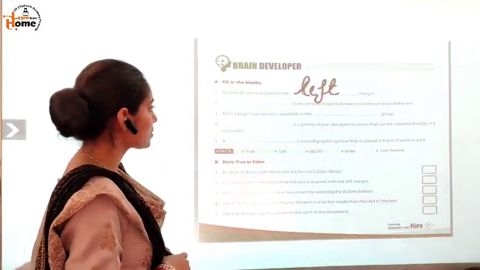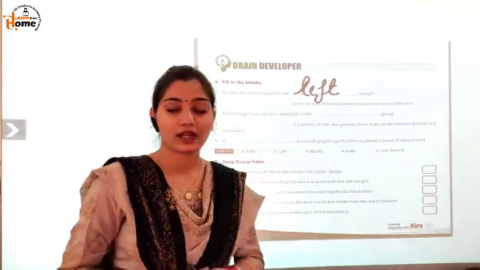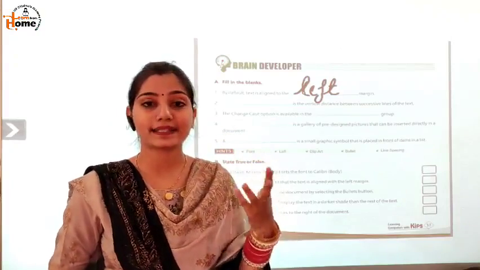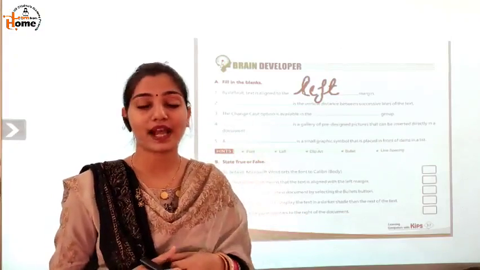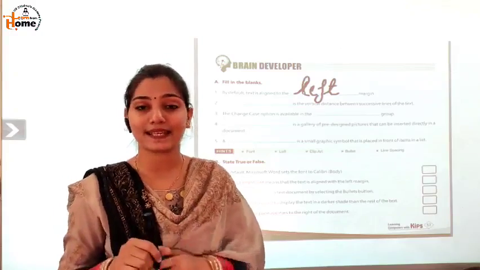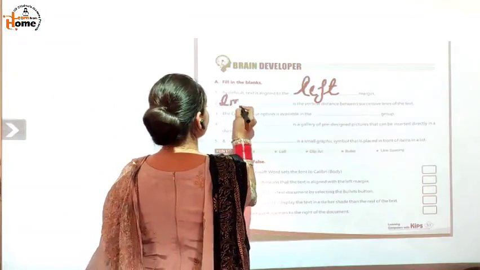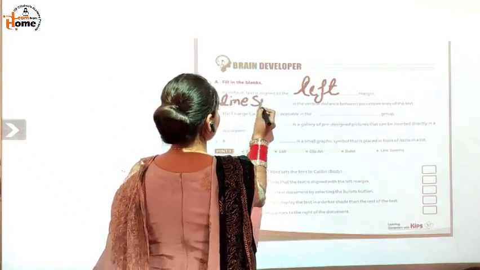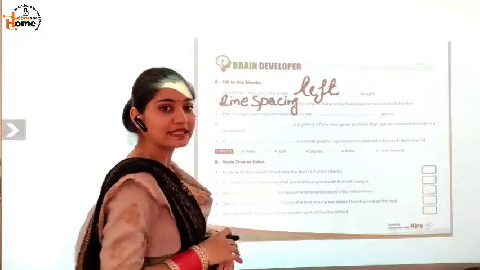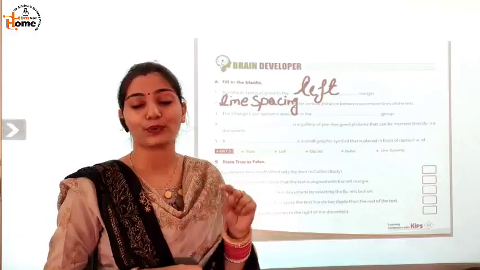Next is, dash is the vertical distance between successive lines of the text. What do you call that space? The vertical space between the two lines is known as what? We have learned to change that space also. It is called line spacing. So we will write here line spacing. Do you remember how to change the line spacing? You can change the line spacing from the paragraph group in the home tab.